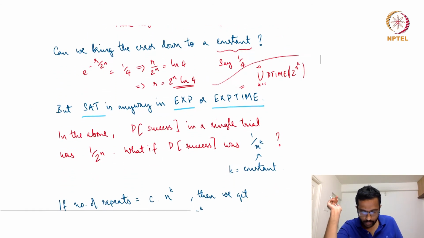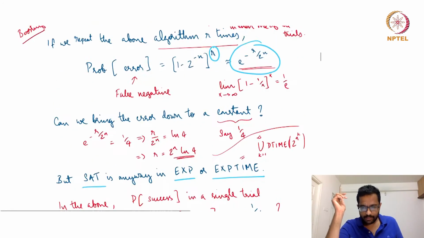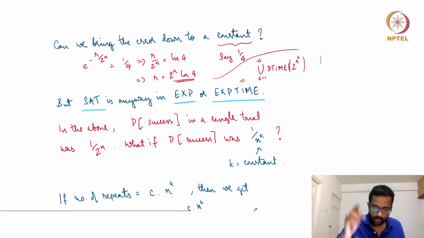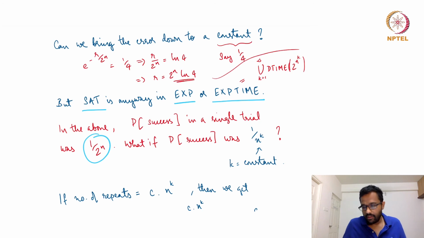Okay, so what if instead? Here the probability of success in one trial was 1 divided by 2 power n. This was the probability of success. This is inverse exponential, as 2 power n is an exponential quantity. What if the probability of success was inverse polynomial, let's say 1 by n power k? Here n is the input length, or the number of variables in the formula. What if it was this, where k is a constant?